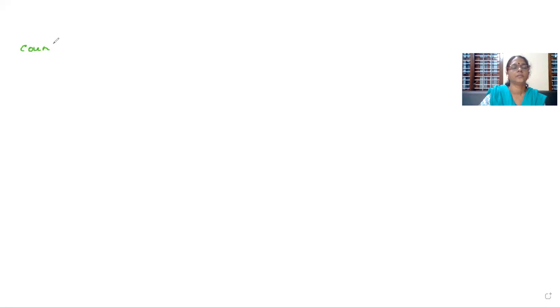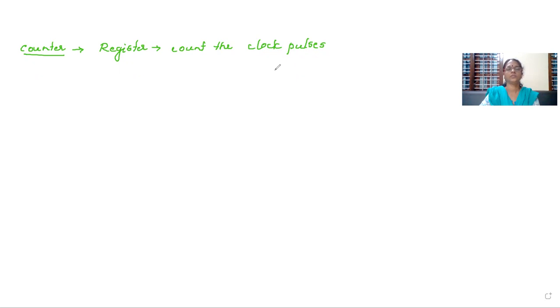A counter is definitely a register. Counter is nothing but a register which is used to count the clock pulses given to the input of the counter. When the clock pulses are inputted to it, however many clock pulses are given as input will be counted. So the definition for counter: it is a sequential logic circuit and a register used to count the clock pulses.